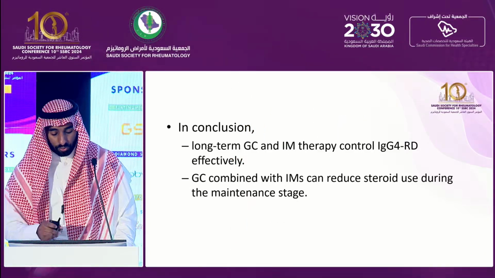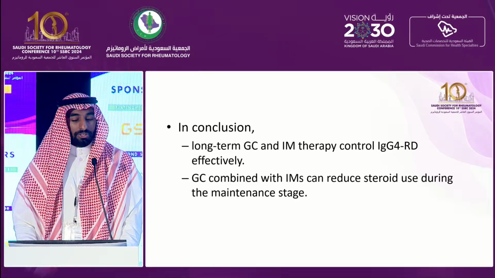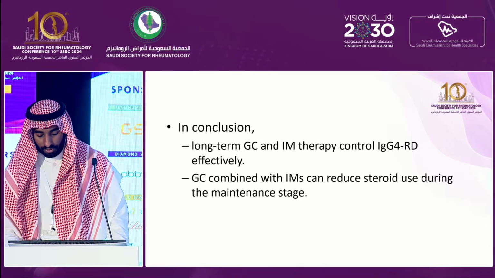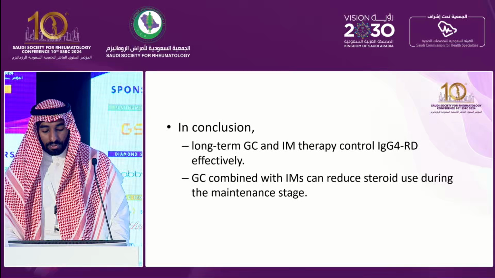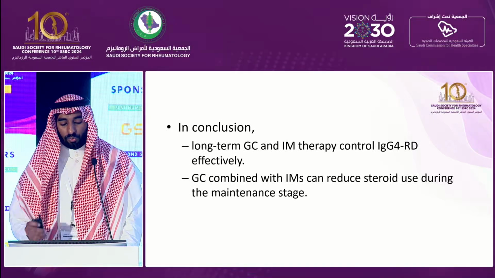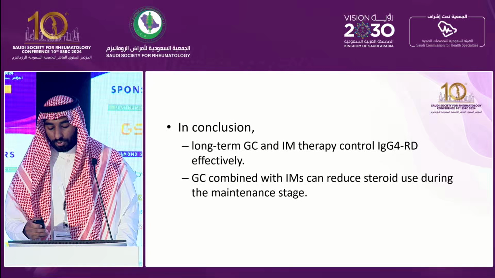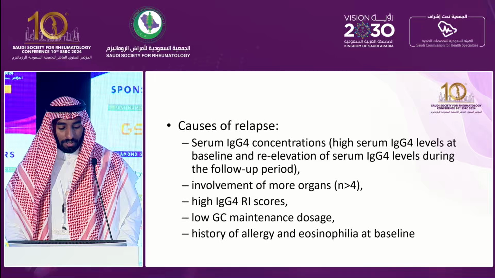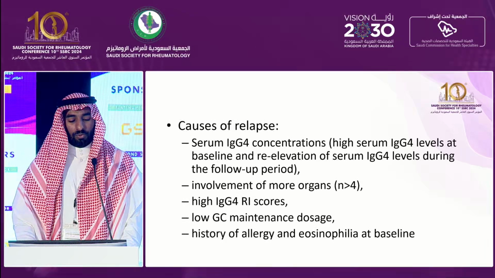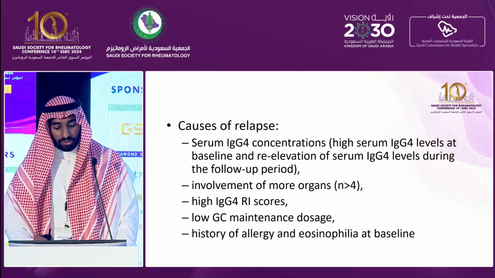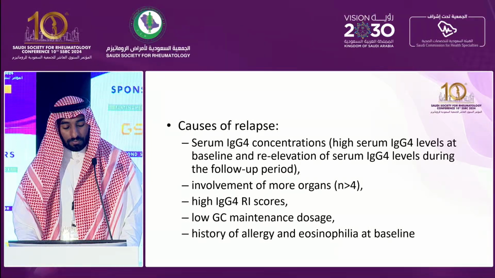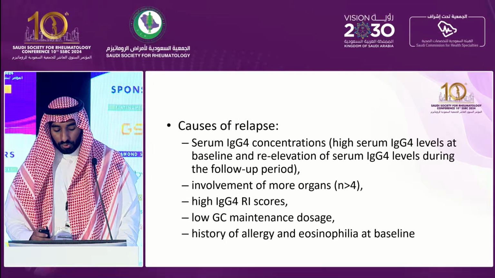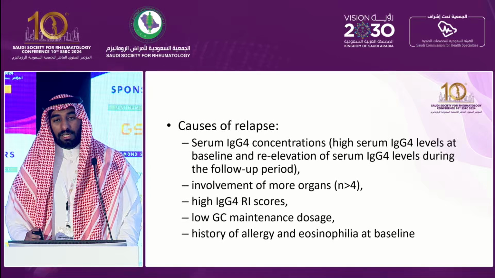So, in conclusion of that study, long-term glucocorticoid and immunomodulating therapy control IgG4-related disease, and if we give combination therapy, this will decrease the need for a higher steroid dose. Other causes of relapse were higher IgG4 concentration, higher number of organs involved, higher IgG4 scores, low maintenance dose, and history of eosinophilia and allergy at baseline.